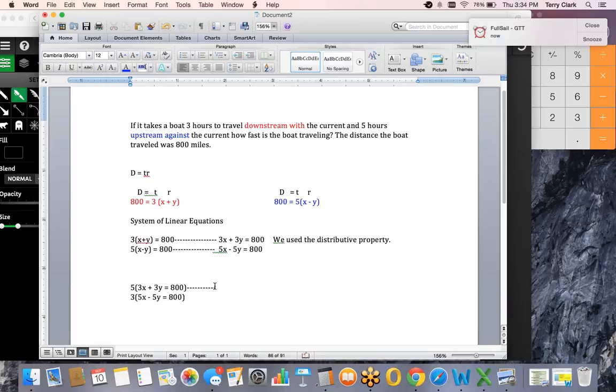So that's going to give me 15x plus 15y, and then that's going to equal 4,000. Then I'll put dots in here too. And then that's going to give me 15x minus 15y.